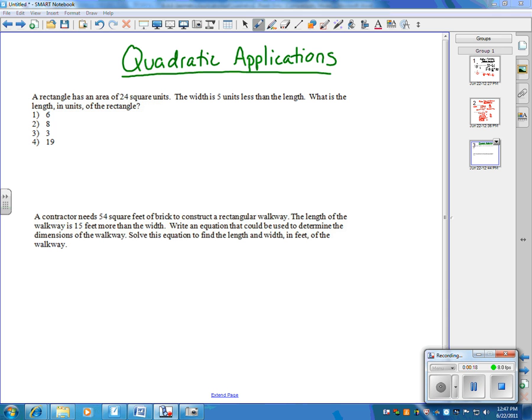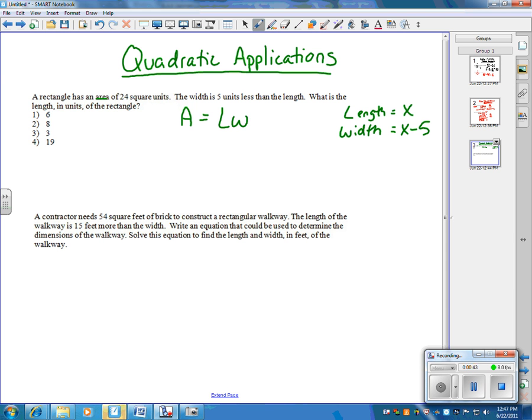Now this one says a rectangle has an area of 24. So we're going to use area of a rectangle, and I know many of you know this already, but area is going to be length times width. And it says the width is 5 less than the length. So we're going to have variables. The length is x, and 5 less than length would be x minus 5.